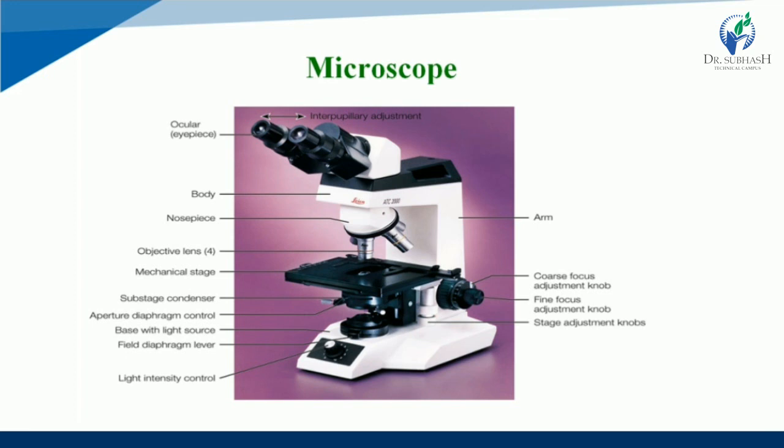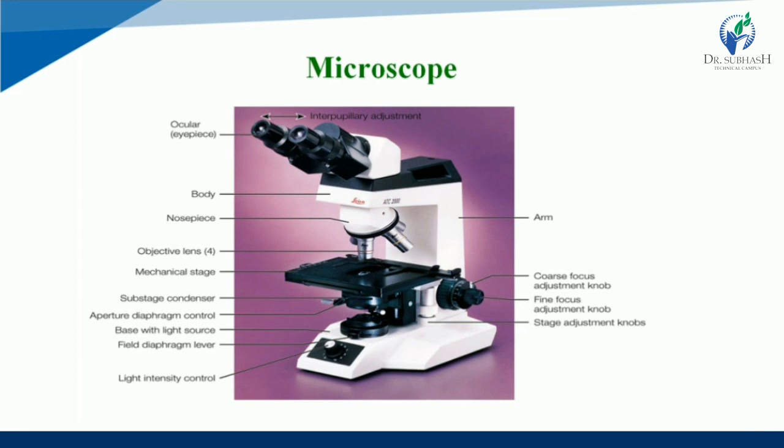Opposite to nose piece, the coarse focus adjustment knob is present. We already discussed what is the role of coarse adjustment knob. It is used to move the body tube up and down to focus the image.